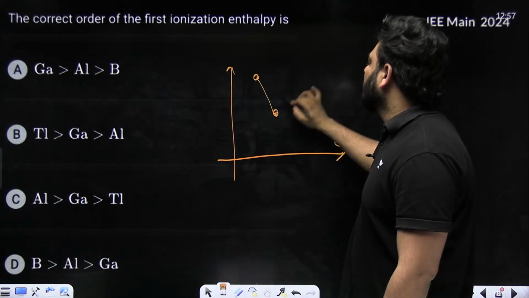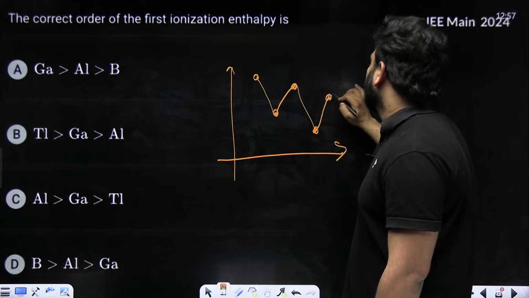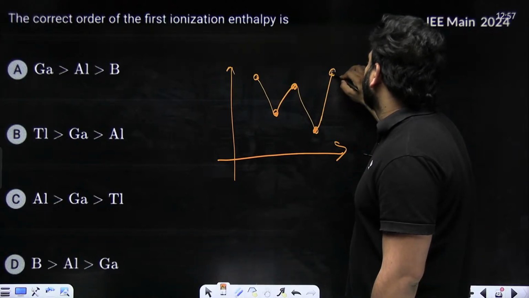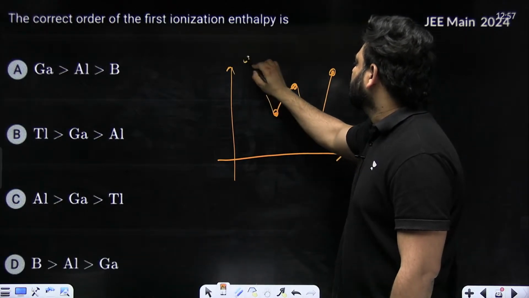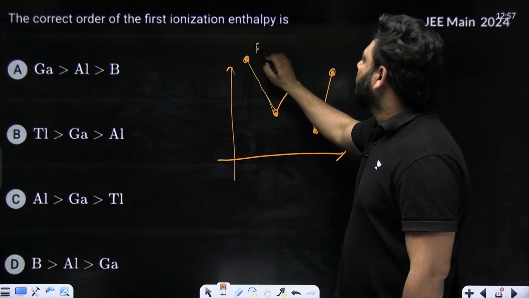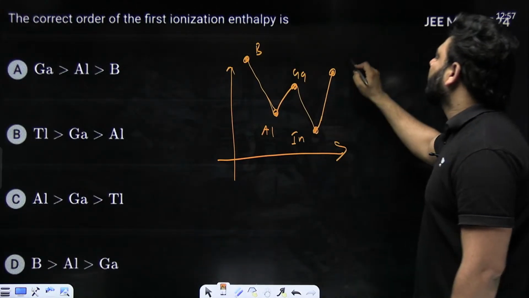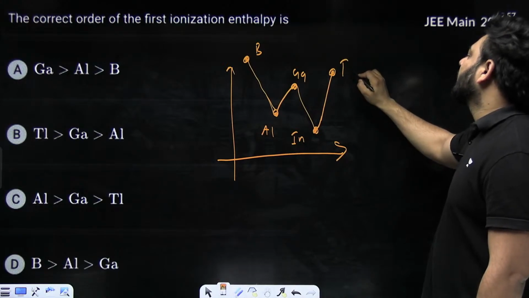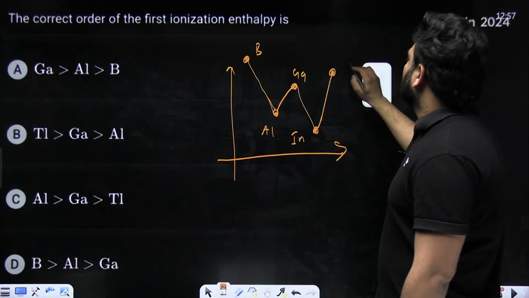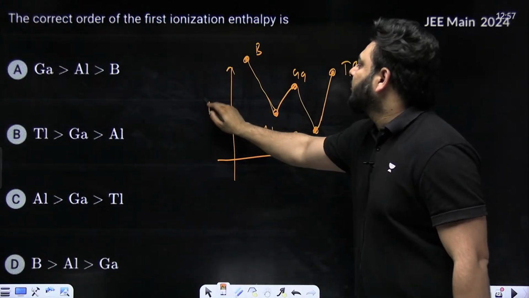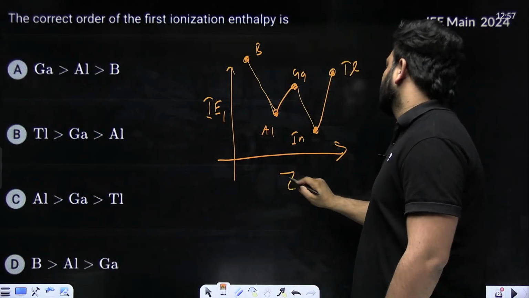I told you one graph there. This goes between these two. This is the highest one. So this is boron, this is aluminium, gallium. See, indium is the lowest one out of them, and then becomes the thallium. This is the first ionization enthalpy graph with Z.